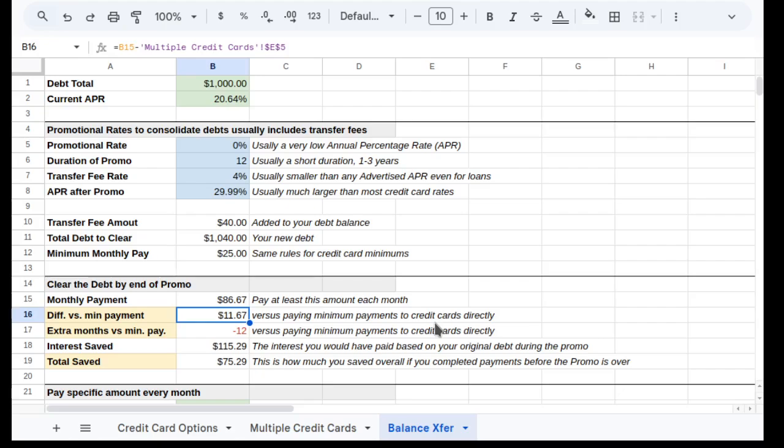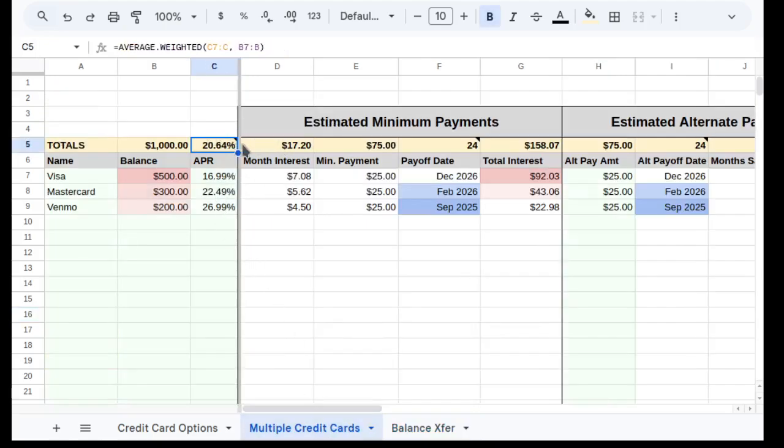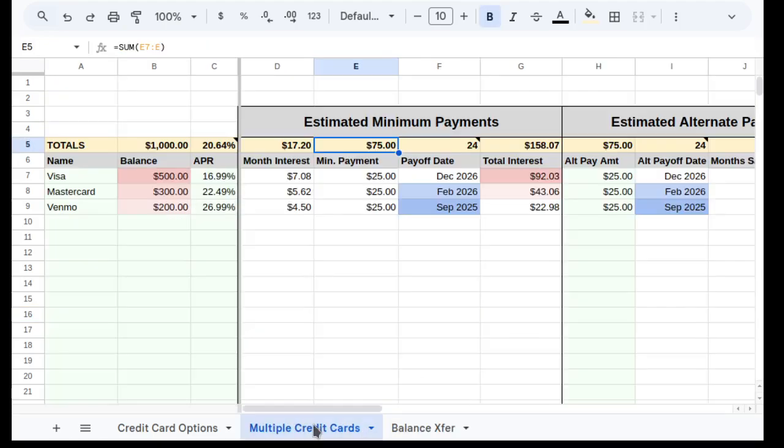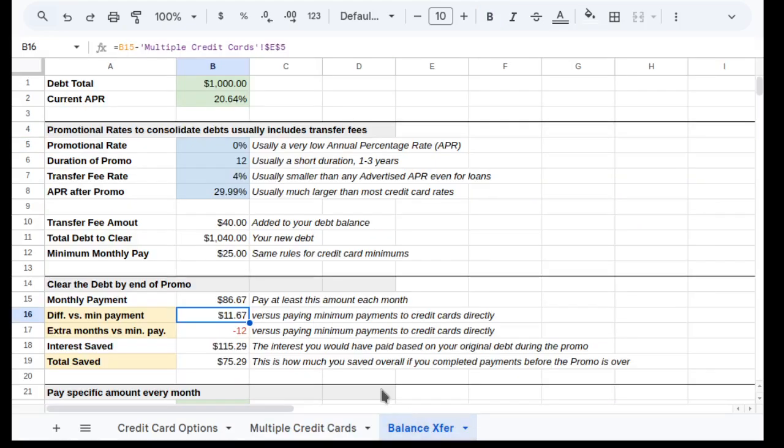The difference versus the minimum payment is a little different than paying the minimum to the credit cards directly. So you're paying $86.67. When I say what your minimum would be, this is the minimum value that I'm getting as the difference. So it'll be $11.67 more than if you had just continued paying the minimum payments here. And if you continued paying the minimum payments, you actually finish a year earlier by doing this promotion. Your interest saved is $115, and the total you saved is actually $75.29.